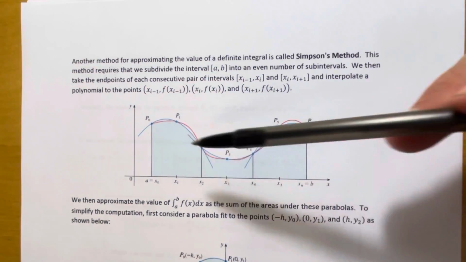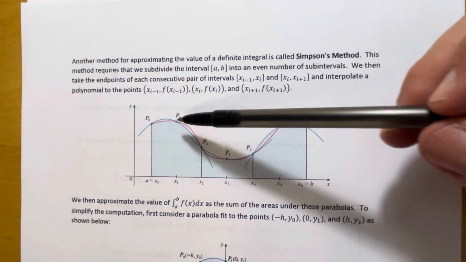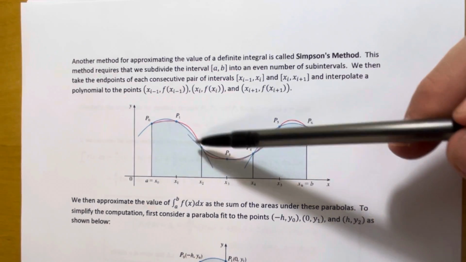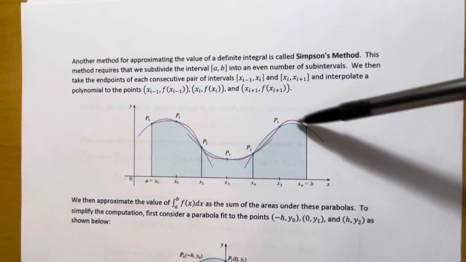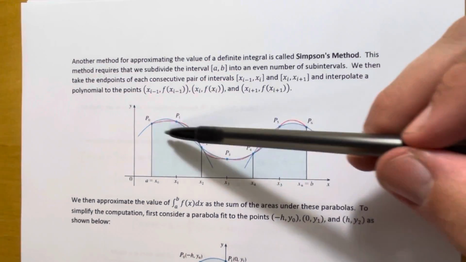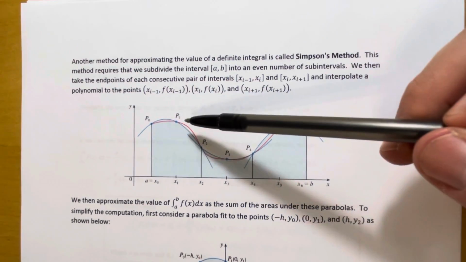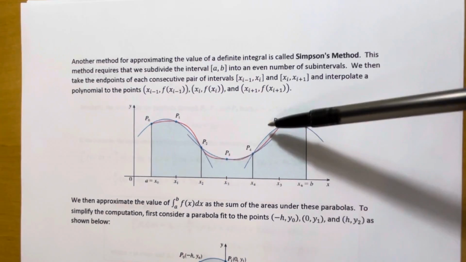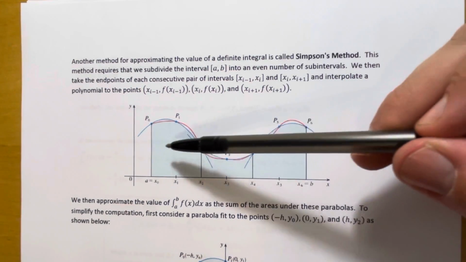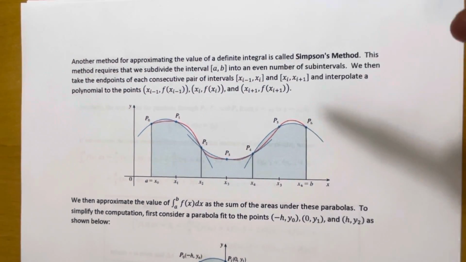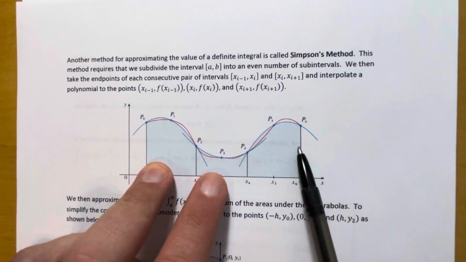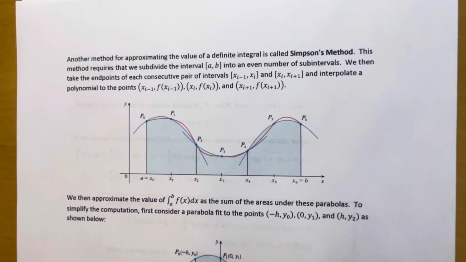We're going to expect this method to work a little bit better because this is the first approximation method where we're using actual curved graphs instead of straight line segments like in the trapezoidal rule or the midpoint rule. Because parabolas are curved, they can conform to the shape of an actual curved graph better than those rectangles or those trapezoids can. So in order to do this, we need to figure out how we would add up the areas under all of these parabolas.